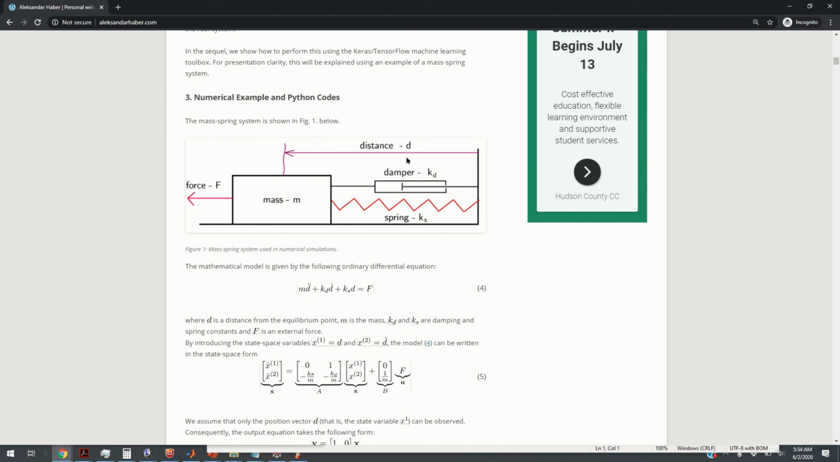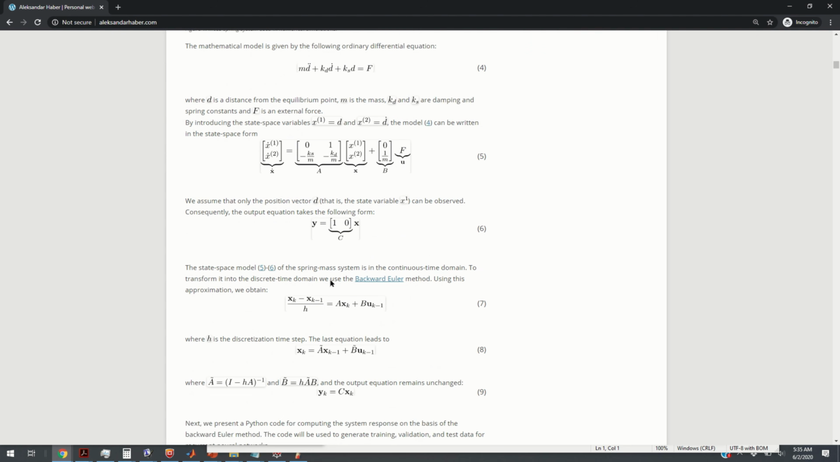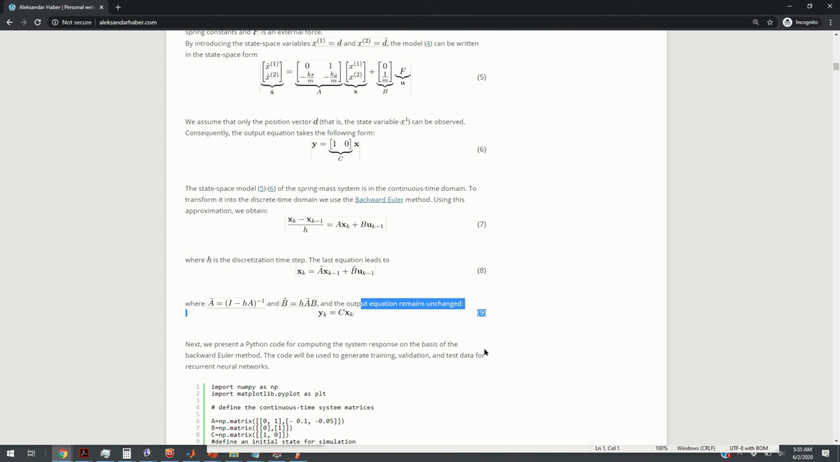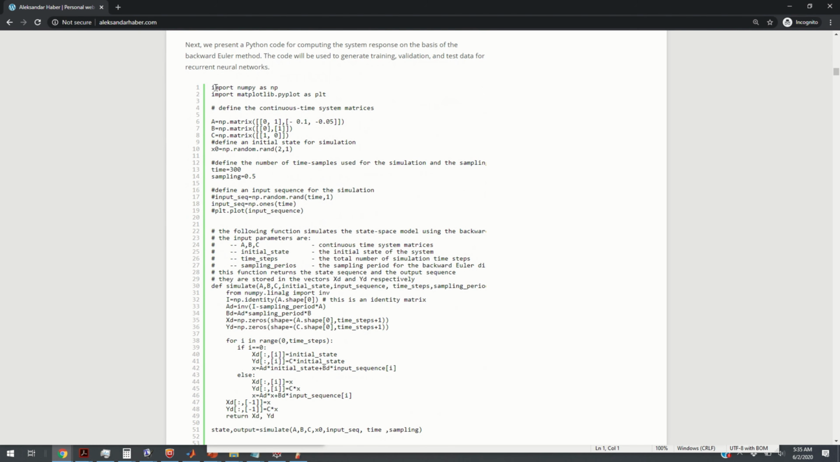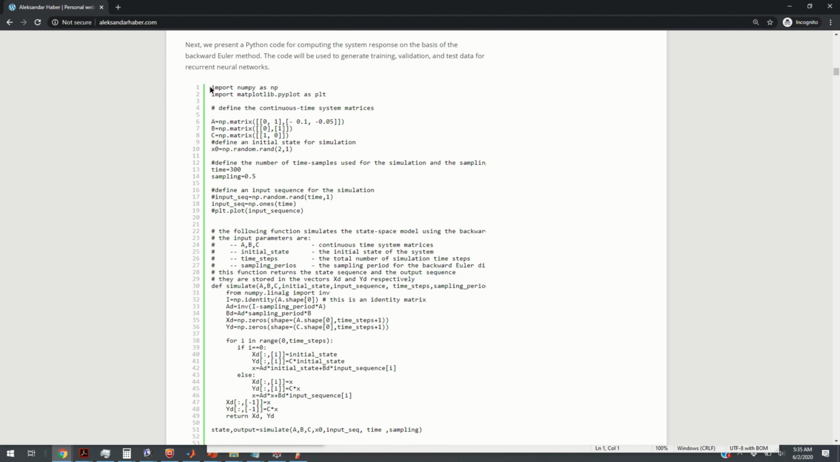So here's our spring mass damper system. We explained the state-space model given by equation 5. This is the output equation. We explain how to discretize such a system to obtain equation 9. So equations 8 and 9 represent our system. Now, here's the Python code used to discretize such a system. I'm using NumPy libraries and I'm using matplotlib to plot the graphs.